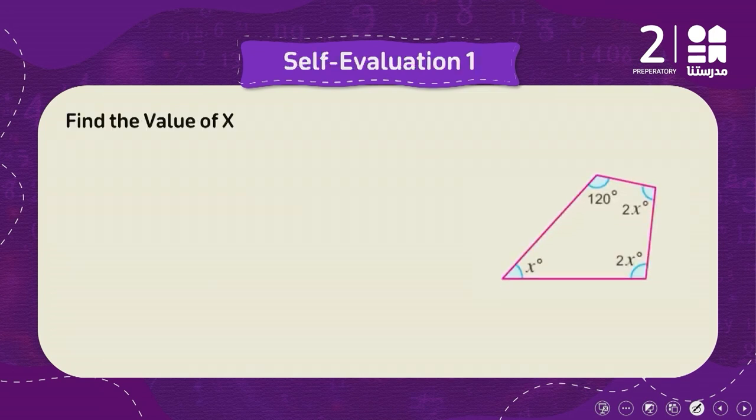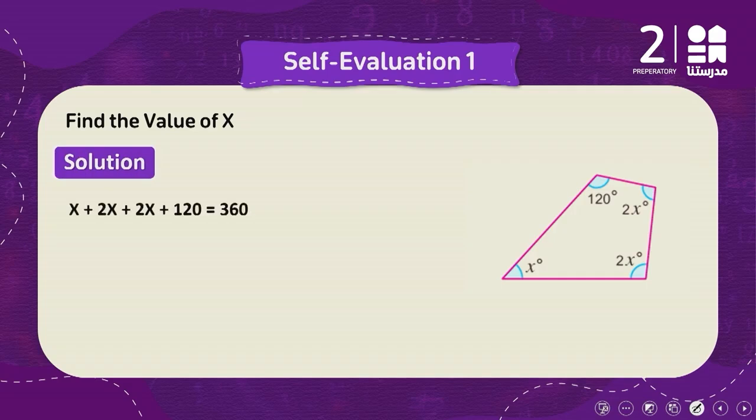Find the value of x for the next question. We know that the sum of all of these angles is 360, as we said before. So we have x plus 2x plus 2x plus 120 equal to 360. Let's add these values together. x plus 2x and 2x, 5x. So we have 5x plus 120. This is equal to 360.